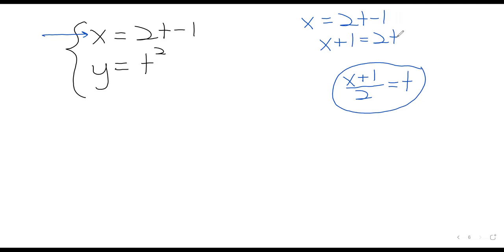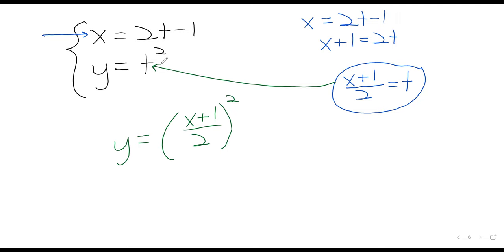And once we've solved for t, we take this and we plug it into our other equation, and we get y equals x plus 1 over 2 squared. And we've eliminated the parameter. Remember that our parameter is t. We had x in terms of t, and we had y in terms of t. Now we have x and y in terms of each other. We have a traditional equation. And t in this equation here is nowhere to be found. We've eliminated it.